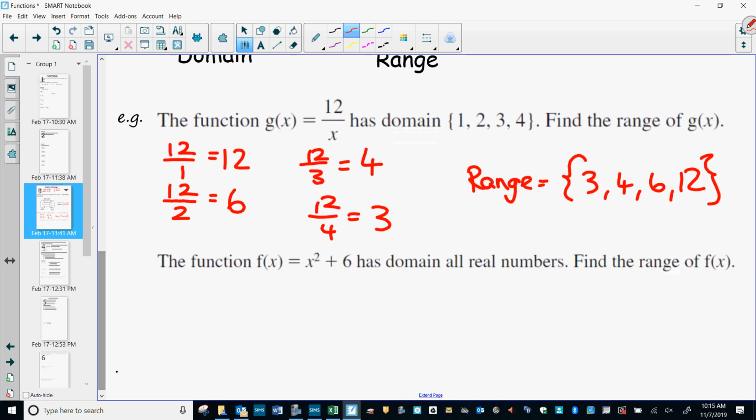Function f(x) equals x squared plus 6 has domain all real numbers. Find the range. Okay, so this is a little bit trickier in that they're saying that we can put any number into this function. So we need to know what numbers we would have as our output. We haven't looked at quadratic graphs, have we?